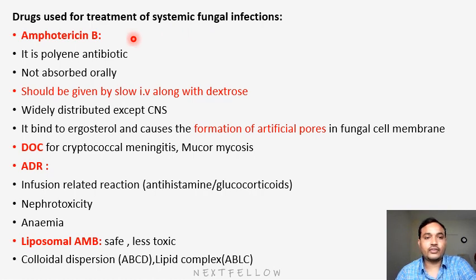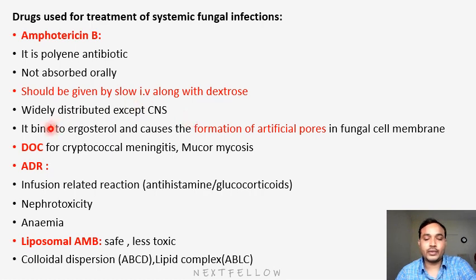What are those? The first drug is amphotericin B. It is a very important drug. It is a polyene antibiotic, not absorbed orally, obviously that's why we give it IV only. This IV drug should be given slowly along with dextrose. That is an MCQ. Next, amphotericin B is widely distributed all over the body except the CNS. It won't show any effect in the central nervous system.